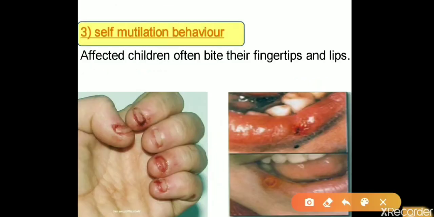The third clinical feature that is specific for Lesch-Nyhan syndrome is self-mutilation behavior. The affected children often make injuries on their own body. They often bite their fingertips and lips, so they make injuries especially on the fingertips and lips. That behavior is known as self-mutilation behavior. So self-mutilation behavior, mental retardation and hyperuricemia, all these three clinical features are suggestive of Lesch-Nyhan syndrome.